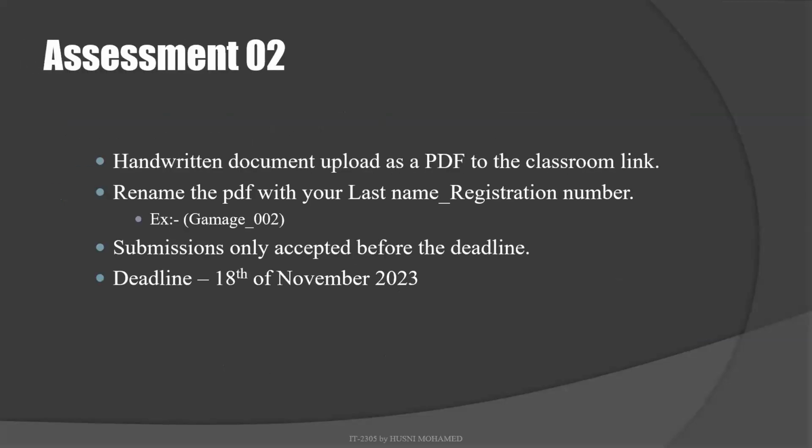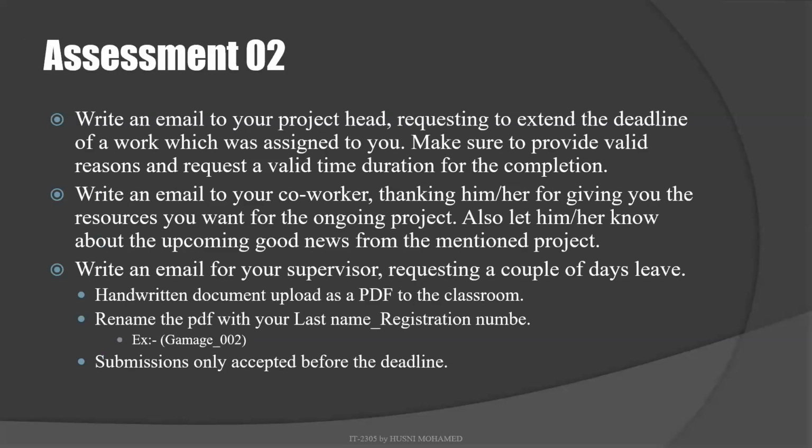Okay. Your deadline is 18th of November 2023. So you will have 2 weeks time, if I'm not wrong. What you have to do is write 3 emails. The first one is an email to your project head requesting to extend the deadline of a work which was assigned to you. Make sure to provide valid reasons and request a valid time duration for the completion.